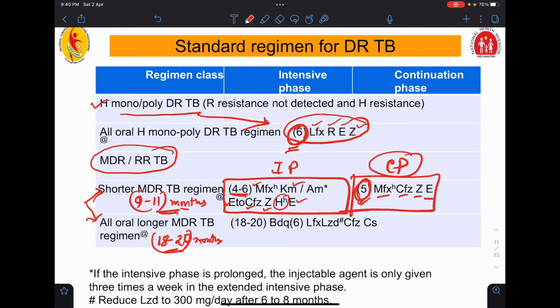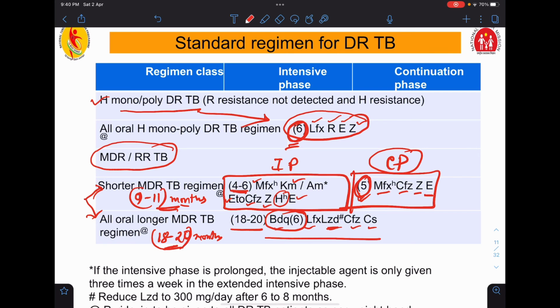If we talk about the longer regimen, it is of 18 to 20 months. In this, we use these 5 drugs: bedaquiline, levofloxacin, linezolid, clofazimine and cycloserine. Again, in the longer regimen, there is no division like intensive phase and continuation phase. Altogether we use all these drugs. Bedaquiline should be continued for the first 6 months, that is the thing. The other drugs can be continued, and linezolid dose should be reduced after 6 to 8 months, that is important.